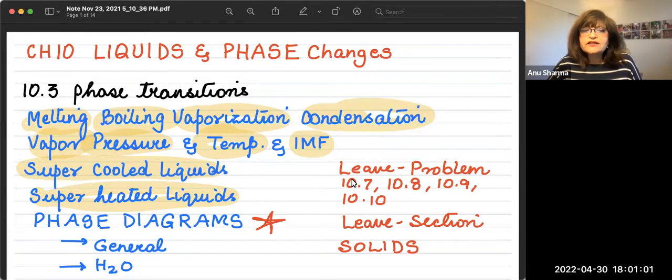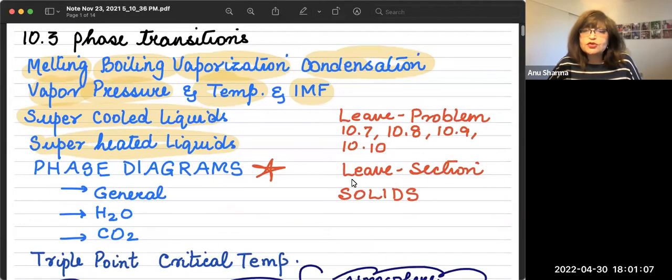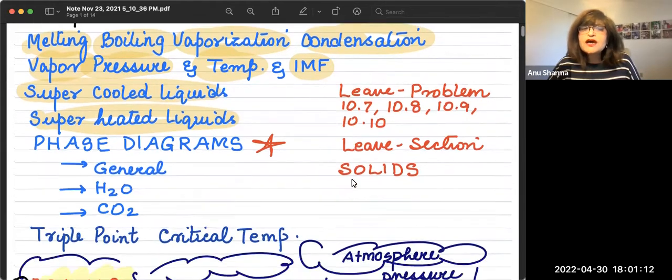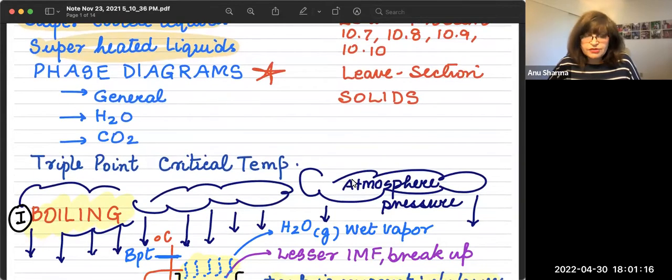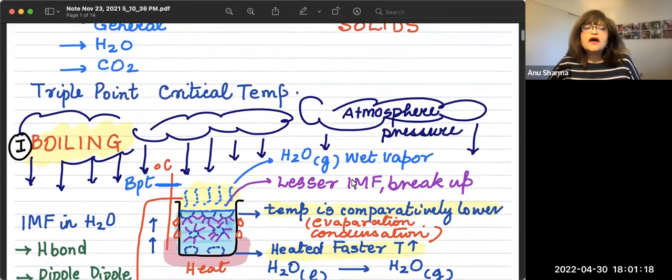We'll also look at supercooled liquids, superheated liquids, and then the phase diagrams, which are also called the PT diagrams, pressure and temperature diagrams. We will look at the general one. We'll look at the phase diagram of water and carbon dioxide. And then also the triple points and the critical temperatures.